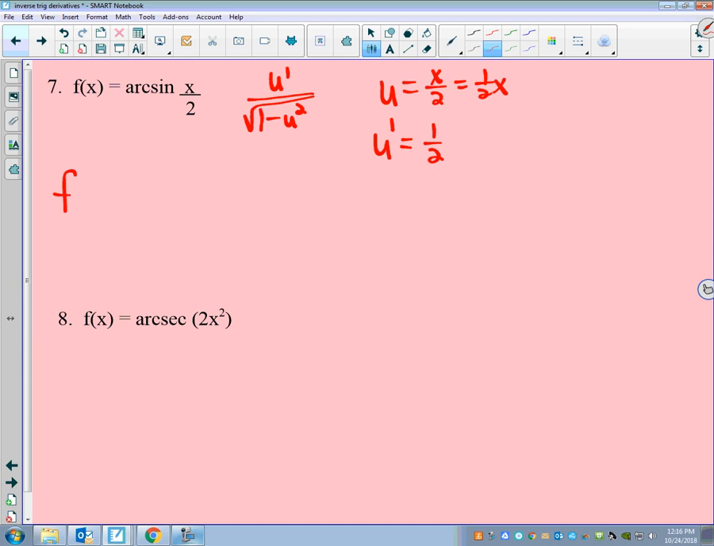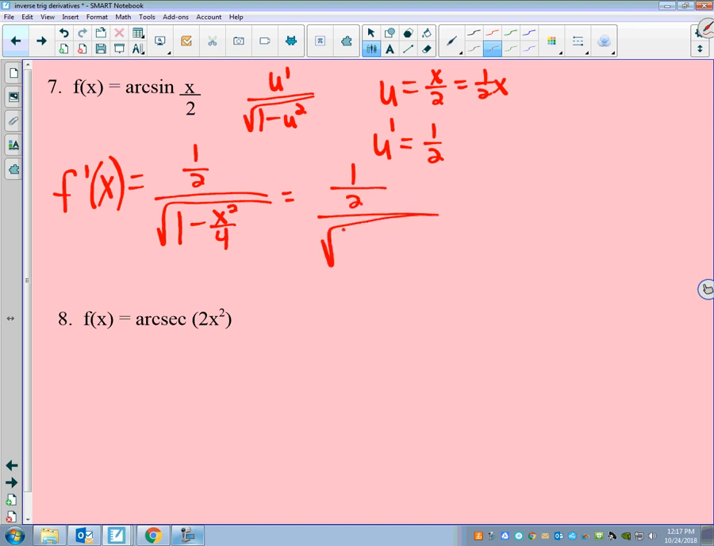So this is where we have to remember our algebra of u prime is just 1/2 over the square root of 1 minus u squared. So that's 1 minus x squared over 4. But here's where you're never going to leave your answer like this, okay? Like you have to simplify this. And we can't do a whole lot until we get a common denominator under here. So if I got a common denominator with 1, that would just be 4 minus x squared all over 4. Because 1 over 1 is just 4 over 4.